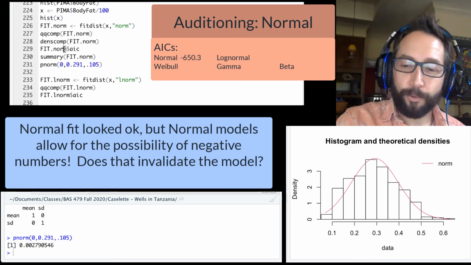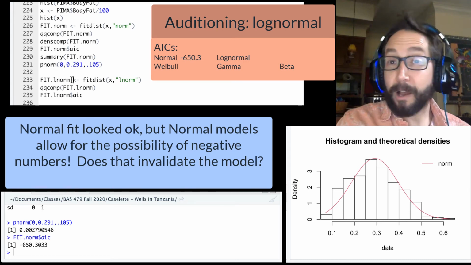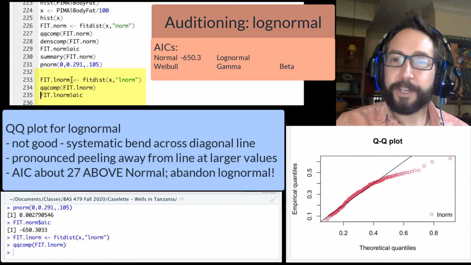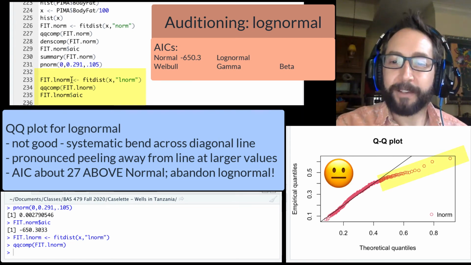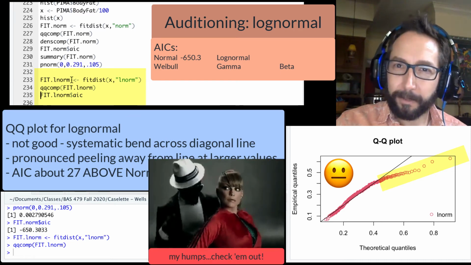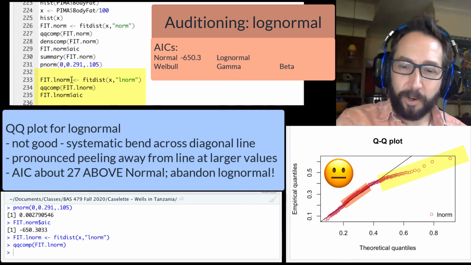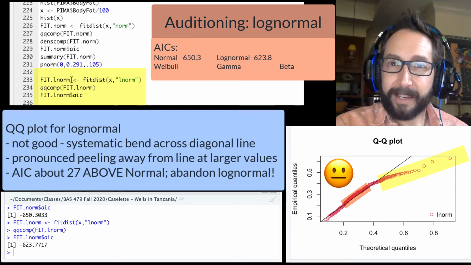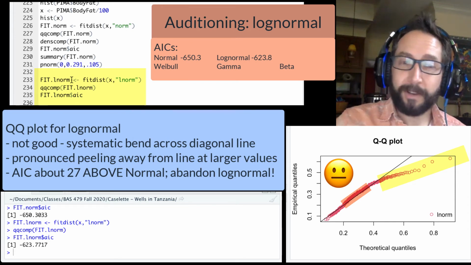Okay, so the normal AIC is minus 650, let's see if we can do better. Let's fit a log normal distribution. That has to be a positive number, so that's great. Running qqcomp, not good. We see that big peeling away off towards larger values. We see a big hump kind of in the middle, all above the diagonal line. Not a great fit. So the AIC reflects that. Much, much bigger than the AIC of the normal. So bigger than 4, definitely evidence the normal is a better distribution. Let's leave the log normal behind.